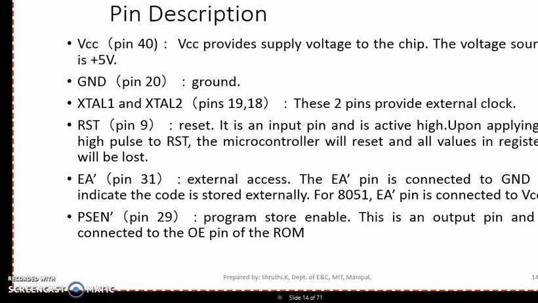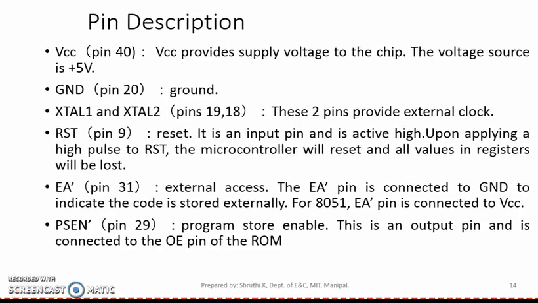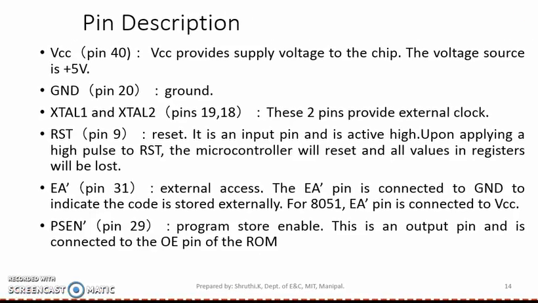Let us see the pin description in detail. Pin number 40, as I said, it supplies supply voltage to the chip. The voltage source is 5 volt. Pin number 20 is the ground pin. Pin number 19 and 18, that is XTL1 and XTL2, are used for providing the external clock. RST pin is pin number 9, that is reset pin, and it is active high.